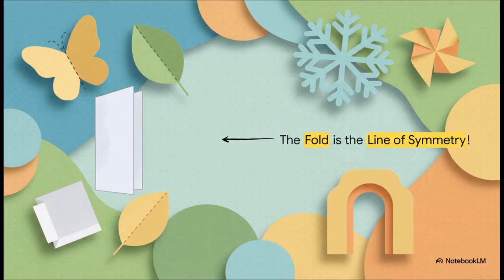And this slide shows it perfectly. Just take a simple piece of paper. If you fold it exactly in half, one side completely covers the other with no little bit sticking out. That fold, the crease you just made, that, my friends, is its line of symmetry.